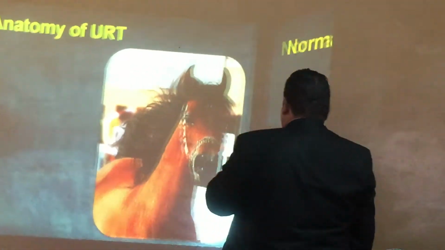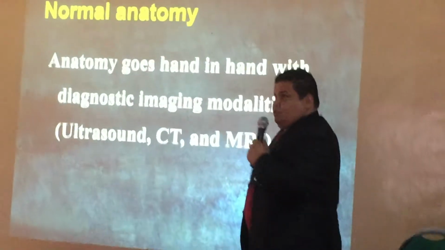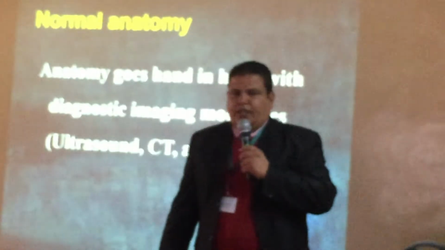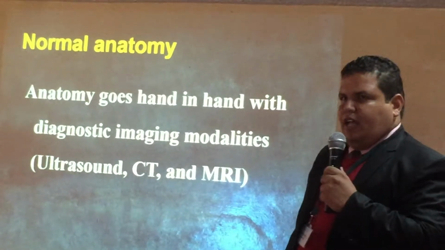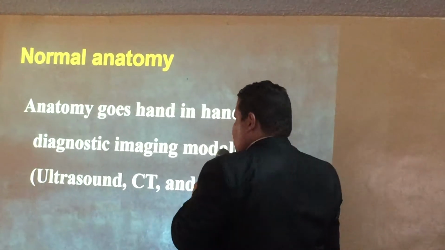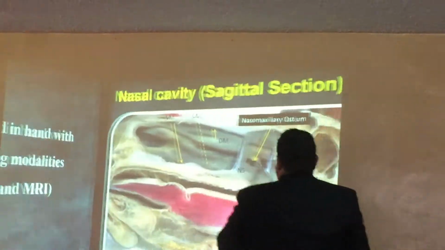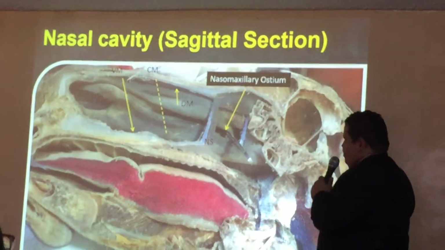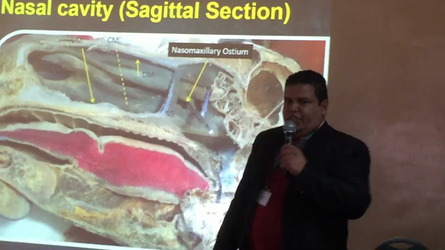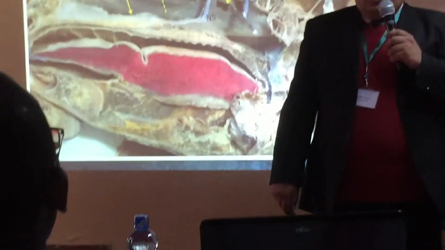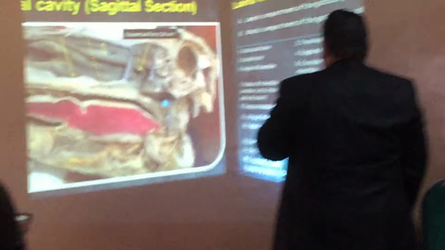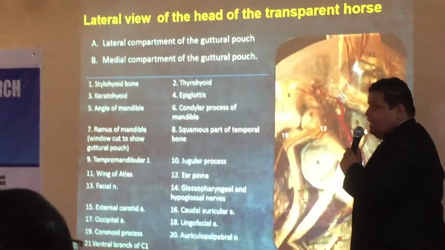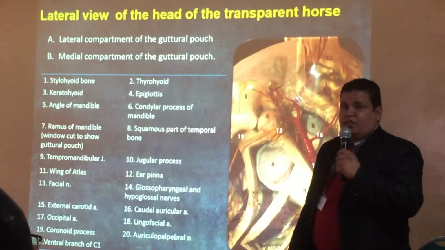Anatomy of the upper respiratory tract. Anatomy goes hand in hand with diagnostic imaging: models, ultrasound, CT, and MRI, magnetic resonance imaging. Nasal cavity surgical sections. This picture shows the entrance for the endoscope: the nasal cavity, nasal septum, the ethmoid, conical, and larynx. And a lateral view of the transparent horse.